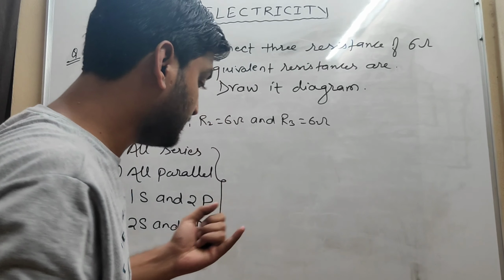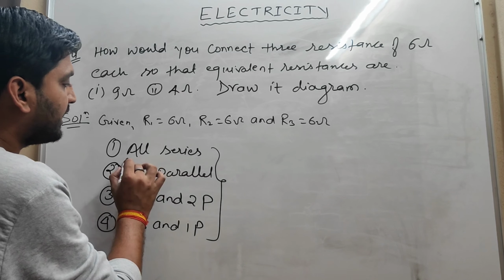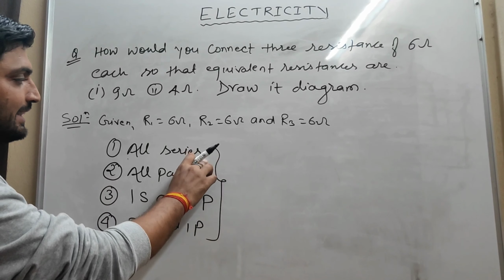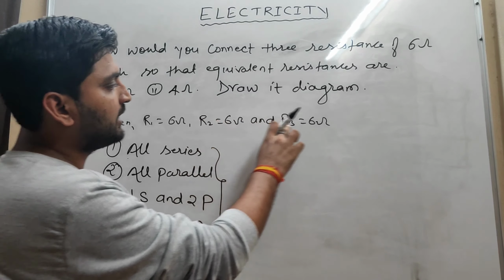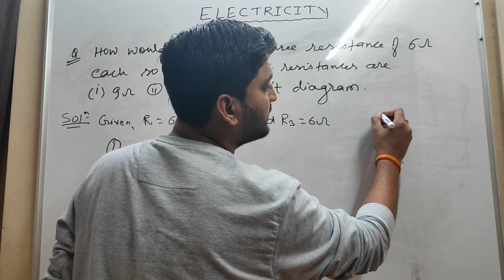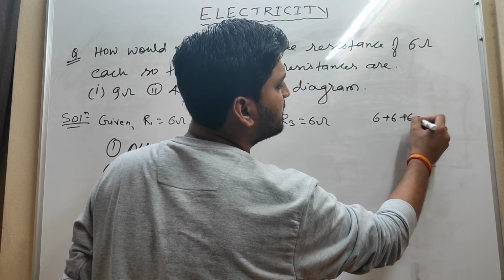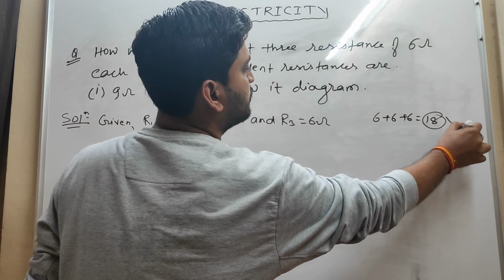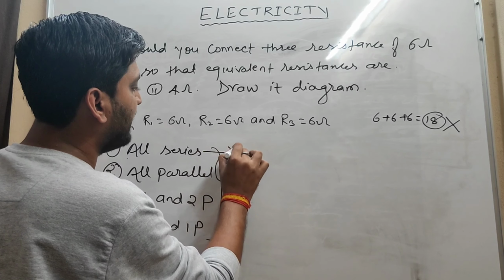Now let us understand how to solve this. If we connect these three resistances all in series, then 6 plus 6 plus 6 is 18. Is it 18 here? No. So this option is not valid here.